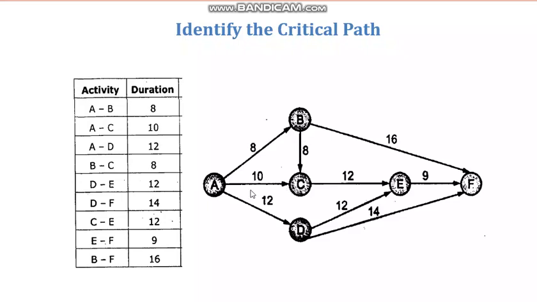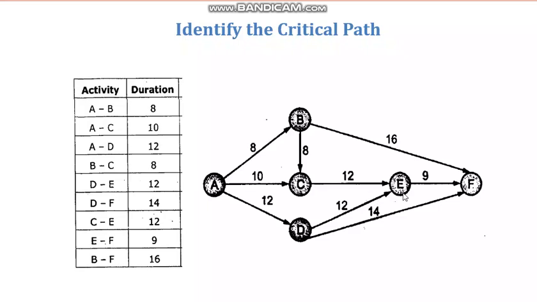Yesterday we saw that these nodes or events don't take time, whereas the activities take time. This 8 units of time that is given is for the activity. Here A is an event, B is an event, and A to B is an activity, because it starts at A and ends at B. Now, B to C is 8, then D to E is 12.